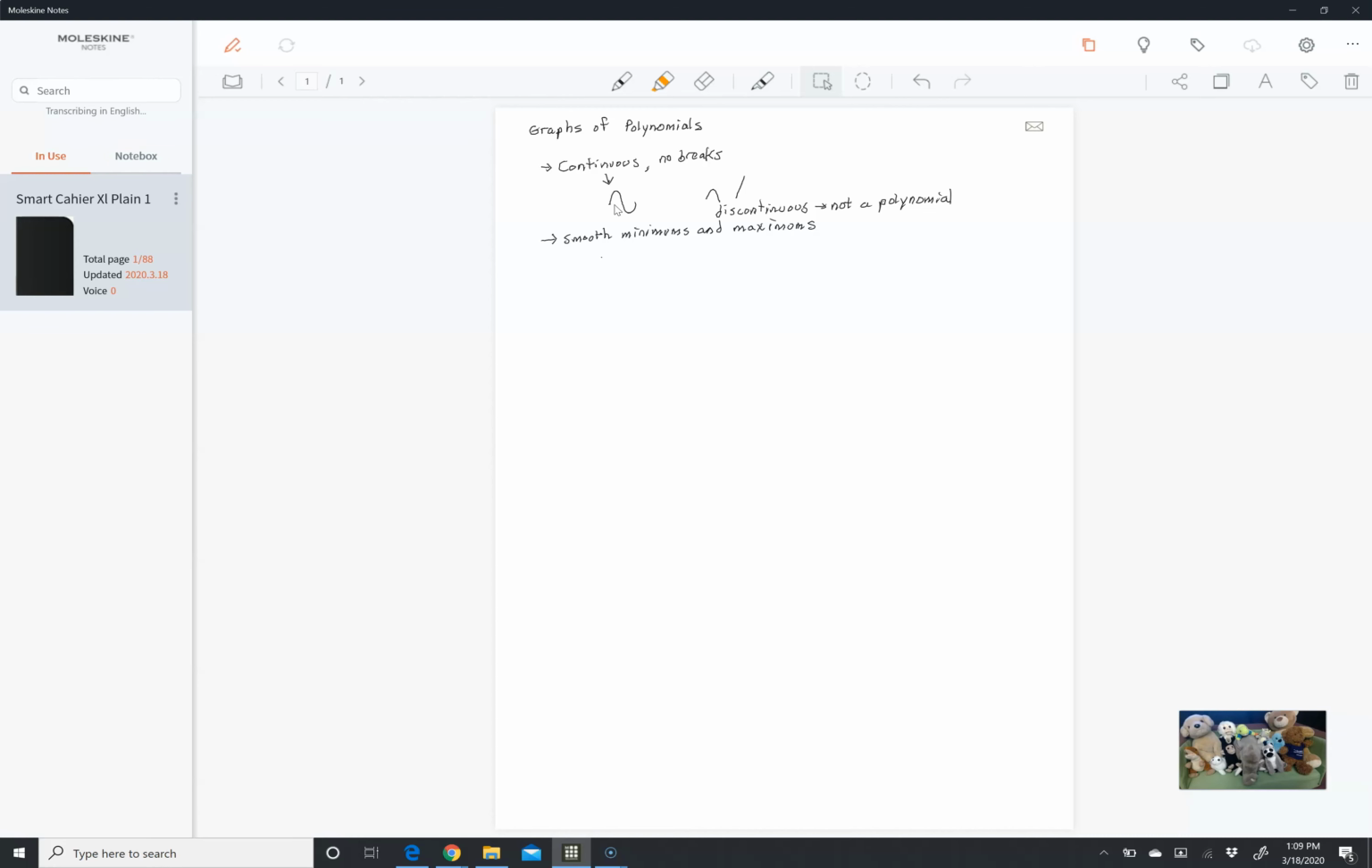So we have smooth minimums and maximums. An absolute value, if you remember, looks like a V. This would be y equals absolute value of x. This is not smooth. Okay, absolute value is not a polynomial.